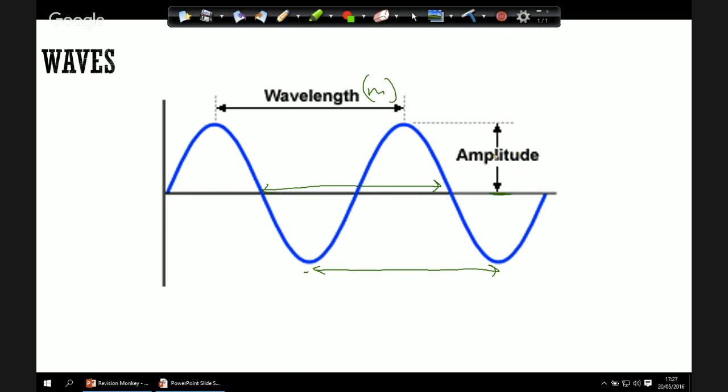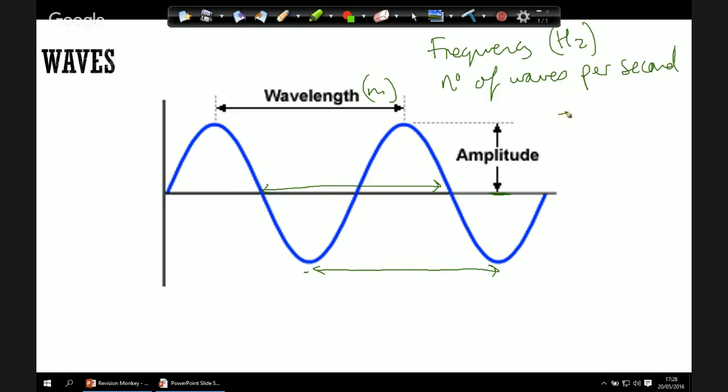And we'll talk about these in a little bit more detail when we talk about sound waves and what they mean. The other property of the wave that we need to know about is frequency. And frequency is measured in the number of waves per second, and that is measured in something called hertz, capital H, little z.